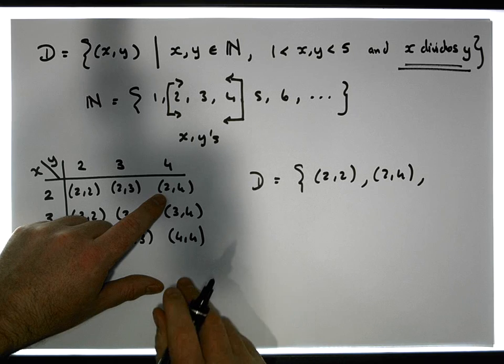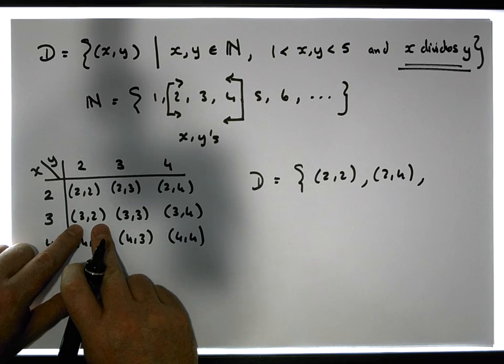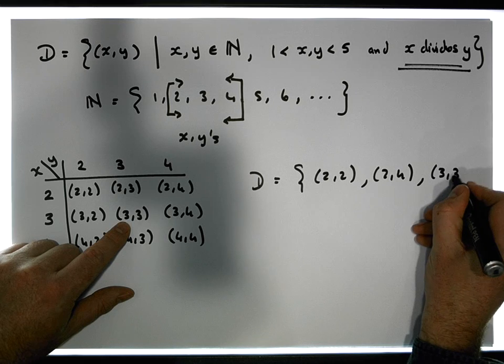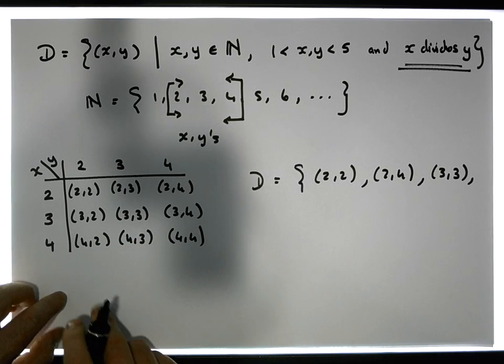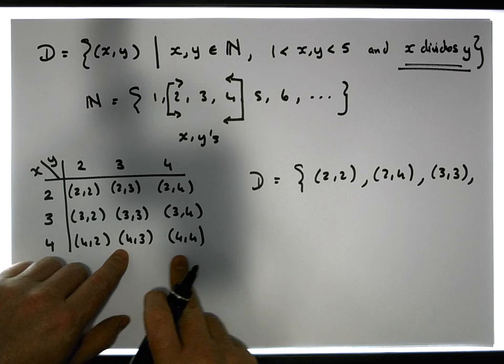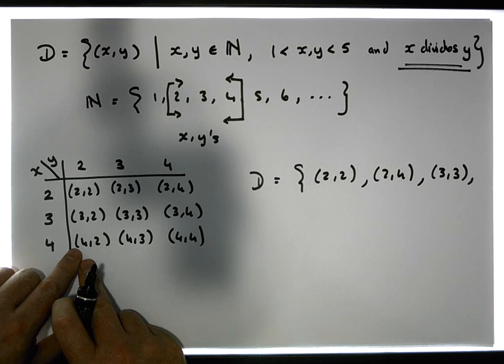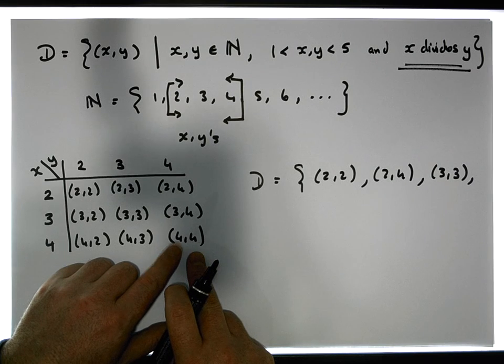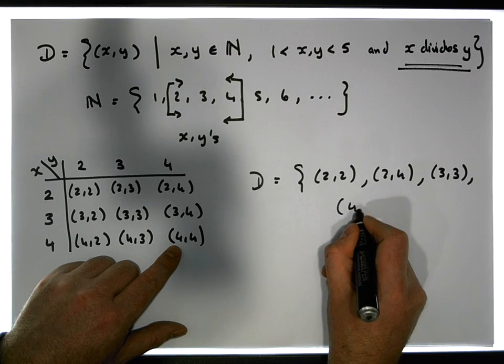Okay. What about 3, 2? No, 3 doesn't divide 2. What about 3, 3? 3, 3 does. 3 divides 3. Okay. What about 3, 4? No. What about 4, 2? No. 4, 3? No. 4 doesn't divide 3. Actually, 4 doesn't divide 2. 4 doesn't divide 3. What about 4, 4? Well, 4 does divide 4, so the other possibility here is that 4 divides 4.